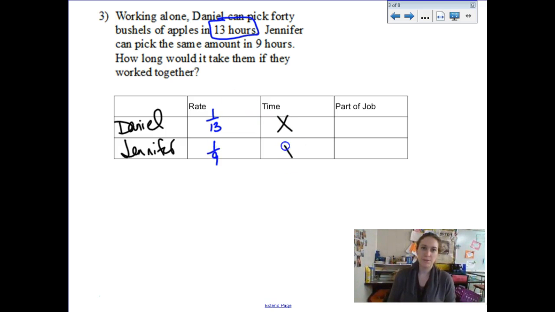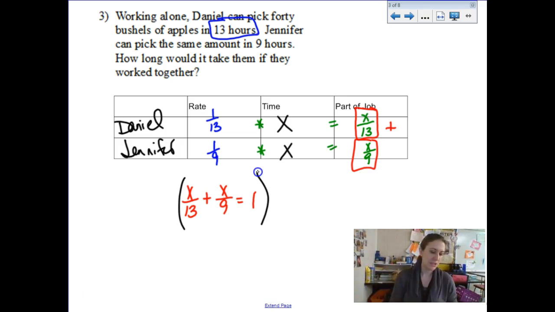They're going to work together for some mystery amount of time. And then we're going to multiply these together. So x over 13 is how I'm going to write that fraction, and x over 9 is how I'm going to write that fraction. And then the equation that we set up is Daniel's part plus Jennifer's part. It's going to equal one job. So x over 13 plus x over 9 equals 1. Oh boy. I'm just going to multiply 13 times 9 together to use a common multiple. I think it is the least common multiple as well. But I don't know, and I really don't care because it's an equation and it's all going to reduce.